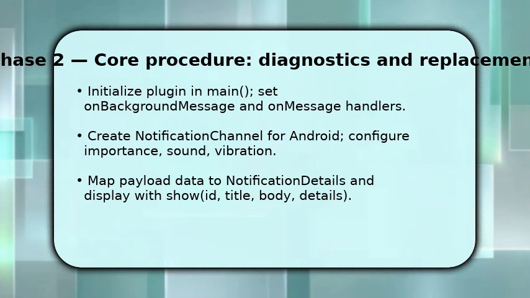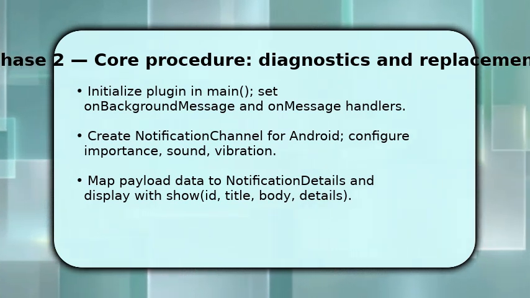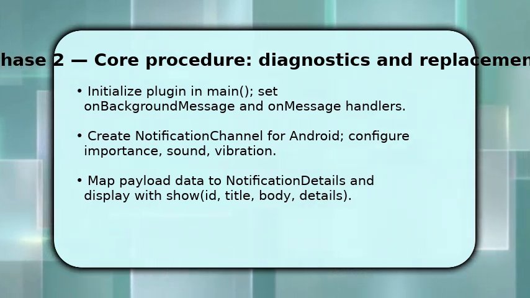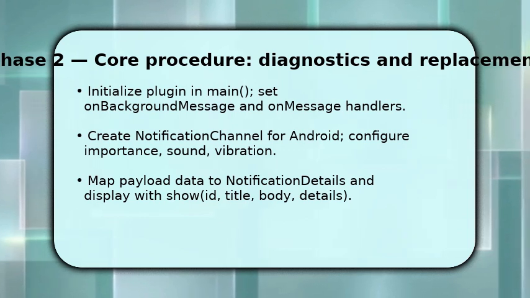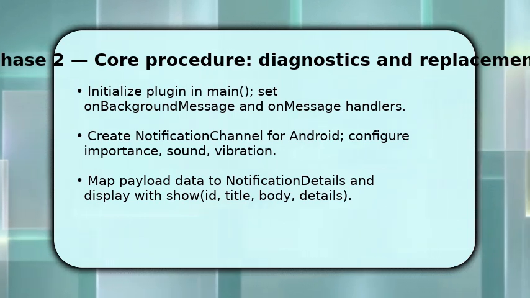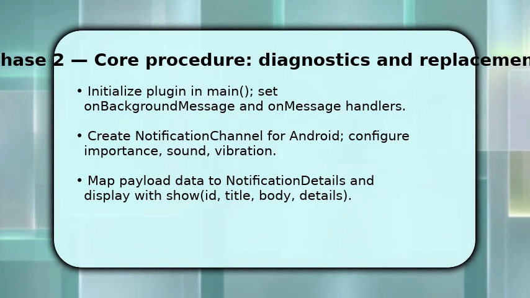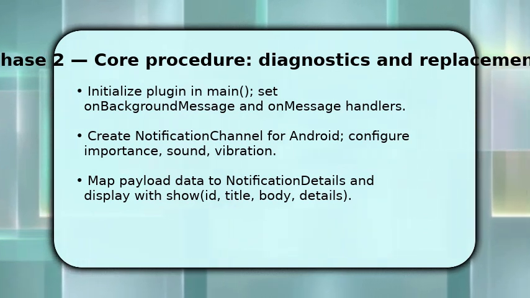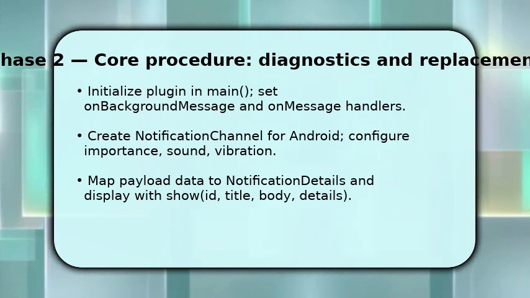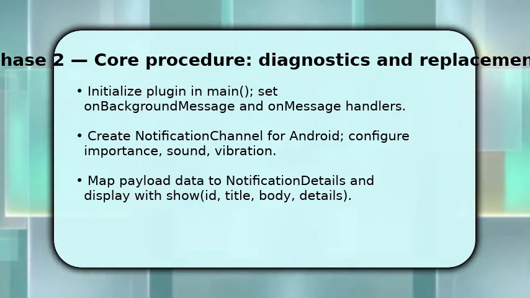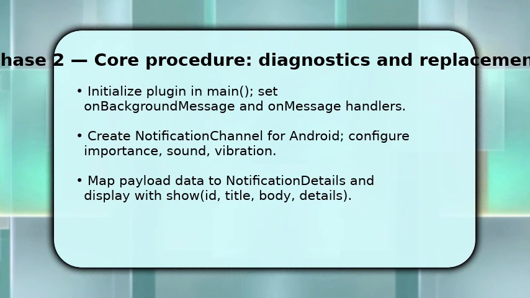Create an Android notification channel, set importance, sound, vibration, and match it in notification details. When a message arrives, extract title, body, and custom data, then call the FlutterLocalNotificationsPlugin show method to render the alert immediately. Make sure to request runtime permissions where required.